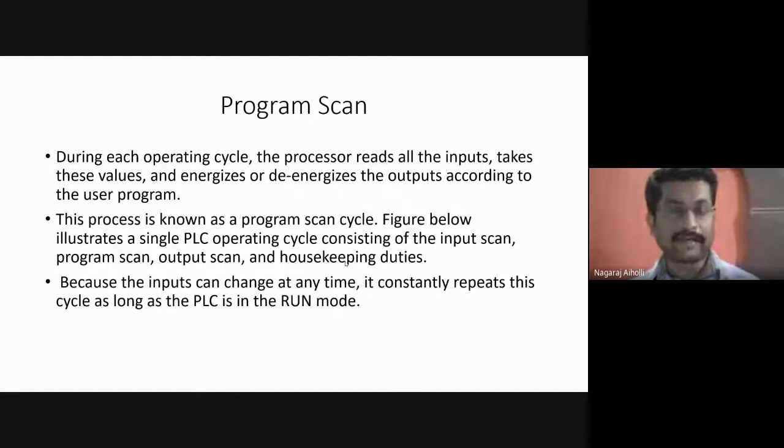Let us see in detail about the program scanning process. During each operating cycle, the processor reads all the inputs, takes these values and energizes or de-energizes the outputs according to the user program. Based on the user program, the output devices are either activated or deactivated, either turned on or turned off. This complete process is called the program scan cycle.